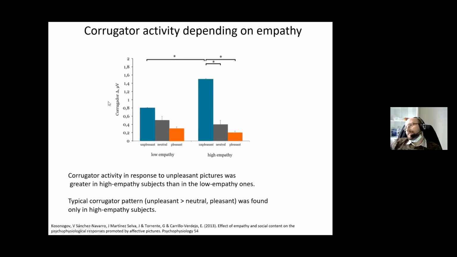It leads to a rather unpleasant situation. It means that we need to equalize our participants depending on empathy, because if we recruit only people with low empathy, maybe they are not good to be studied if we need to study emotions.